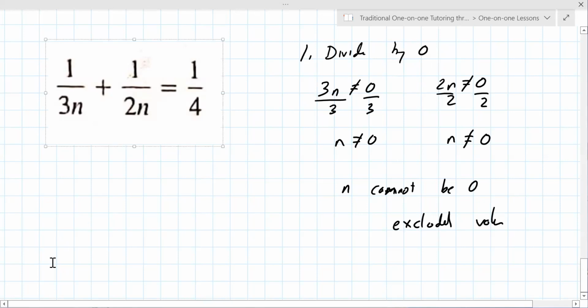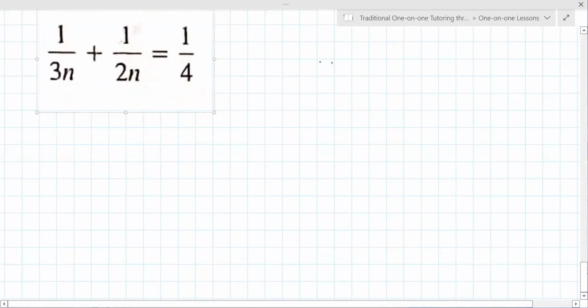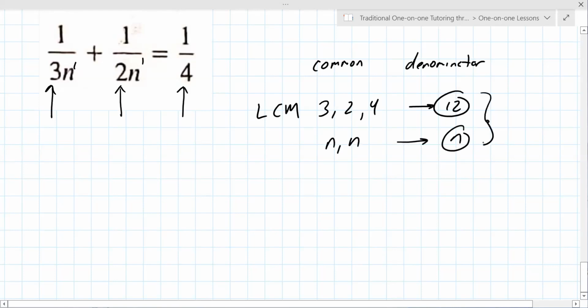All right, now you have to get a common denominator. Your goal here is to get a common denominator. So you look at the numbers 3, 2, and 4, and you find the least common multiple between them. The least common multiple would be 12, right? It's 12 this time, just like the last problem. Because n has the same exponent, when you look between n and n, it's just n. So those together make 12n.